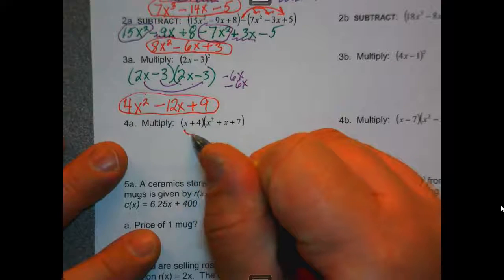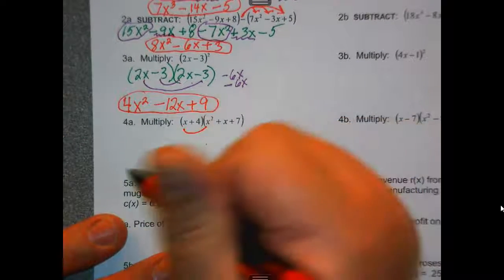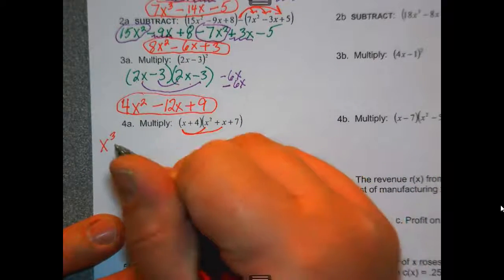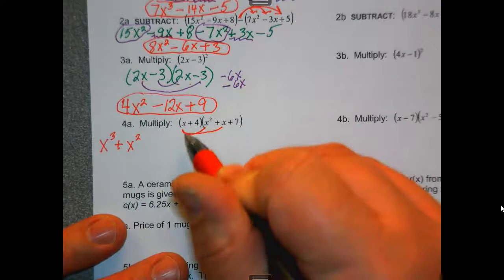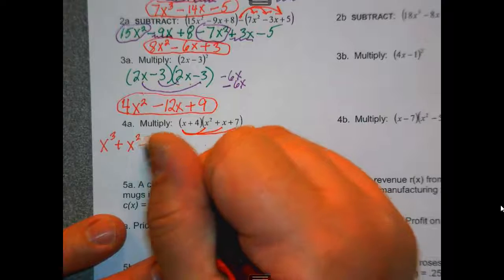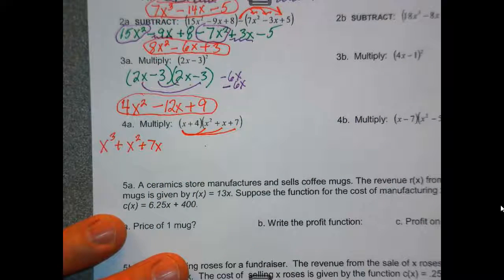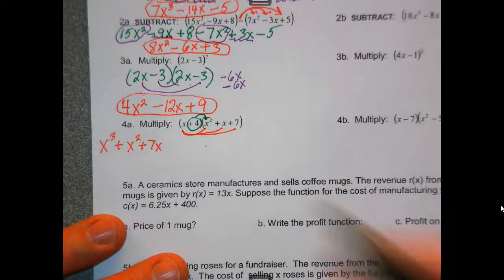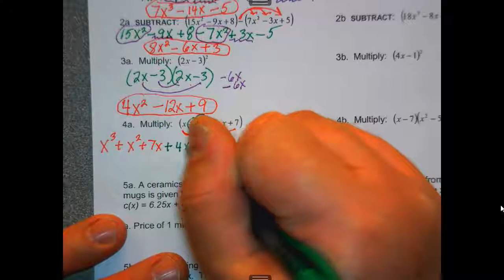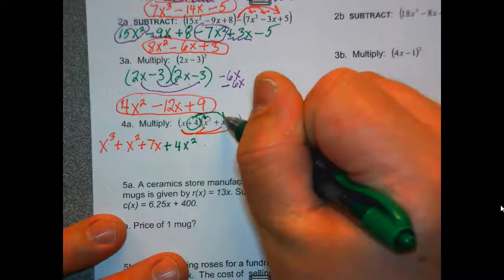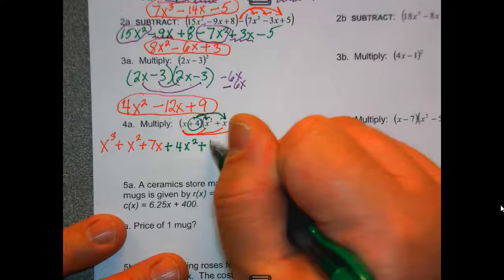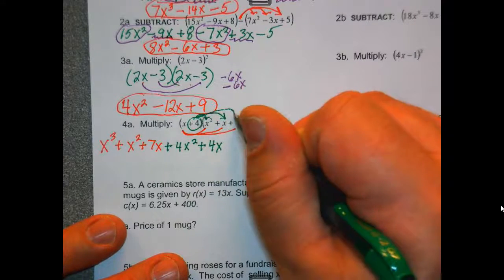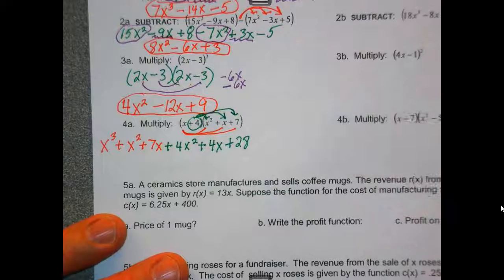Okay, x times x squared is x cubed. X times x squared. X times positive 7, positive 7x. See, positive 4 times x squared, positive 4x squared, positive 4 times positive x, positive 4x, and positive 4 times 7, 28.